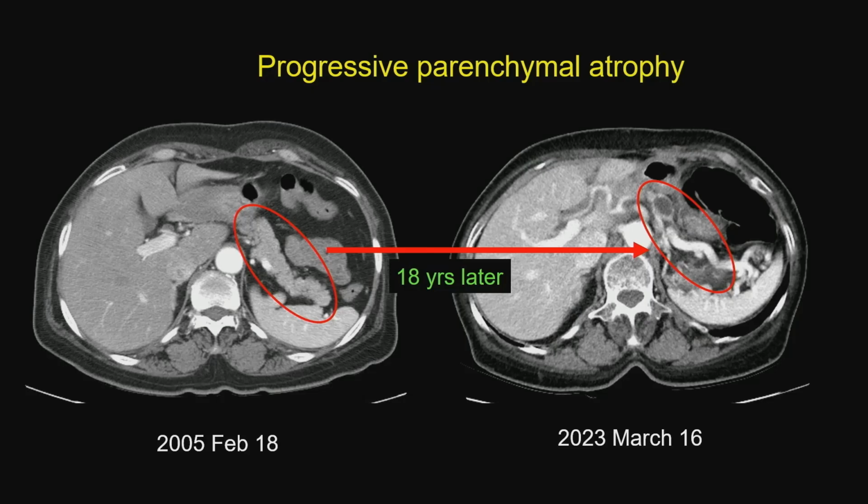Pancreatic parenchyma also undergoes atrophic changes. Left side is immediately after PPPD. We can appreciate a pretty large amount of pancreatic tissue, but 18 years later, we cannot see pancreatic parenchyma at all, only a dilated pancreatic duct. This is a long-term complication after surgery, but this is definitely underreported.